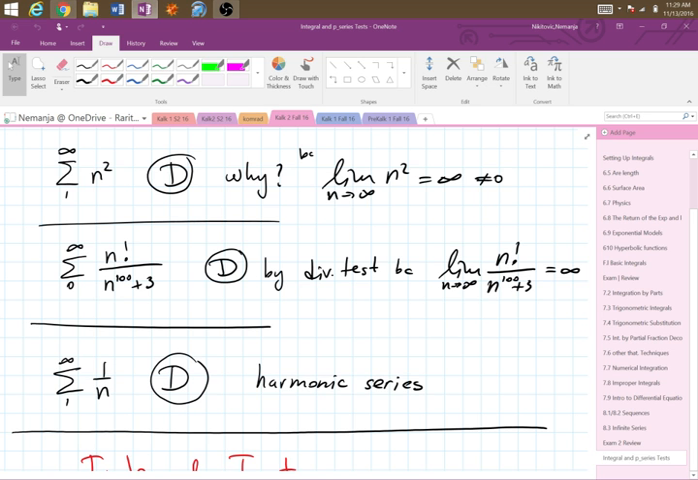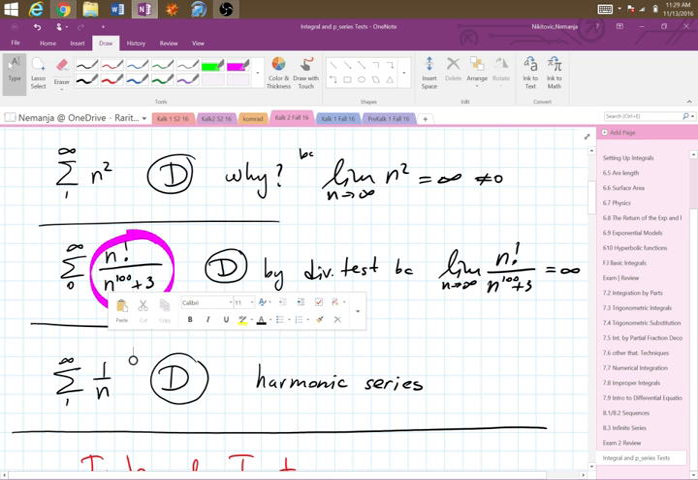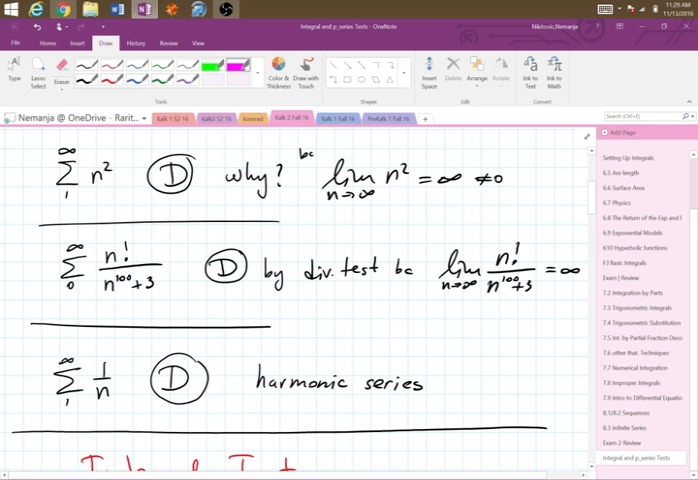We also have a second example, a faster growing function divided by a slower growing function. So we have factorial divided by polynomial. It will be again divergence because the limit goes to infinity.